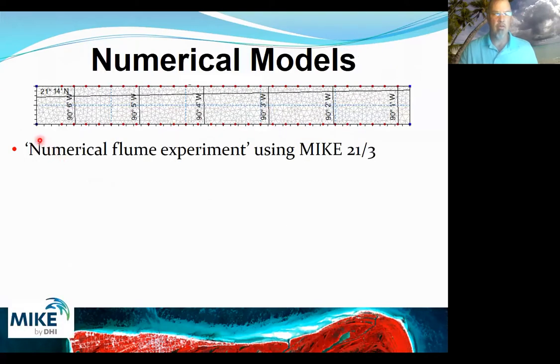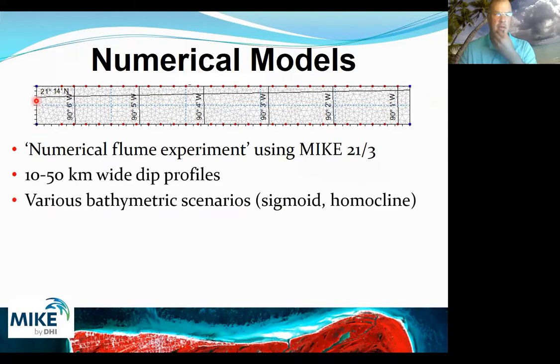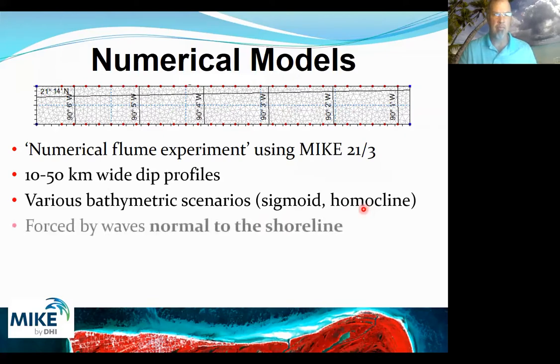Again, we use MIKE 21, and basically do a similar numerical flume experiment. Here's our model. I think this is a kilometer wide, with varying widths. The dip varied. We'll have different dip angles, different bathymetric scenarios. We'll look at sigmoids and homoclines, so gently dipping ramps or steeply dipping ramps.